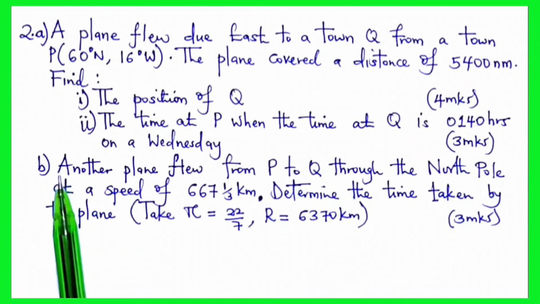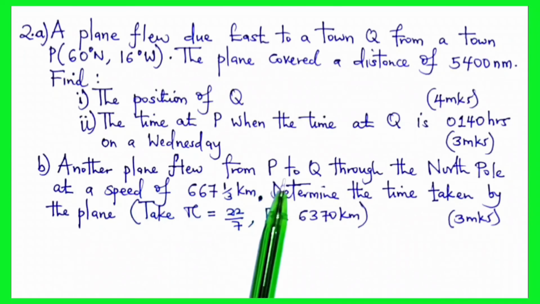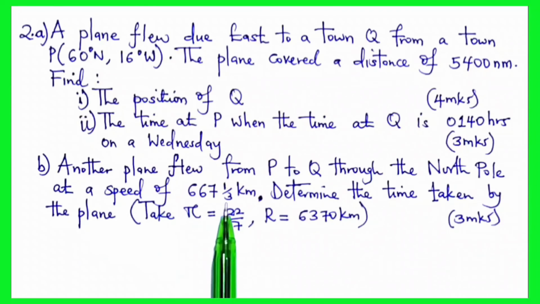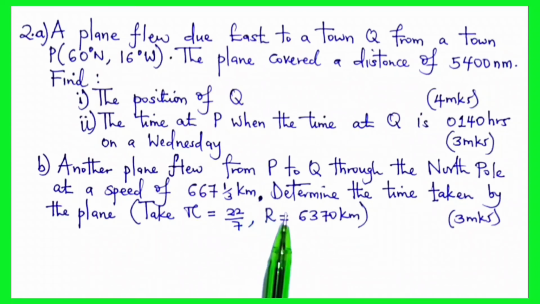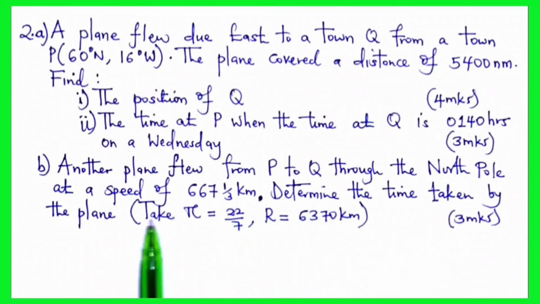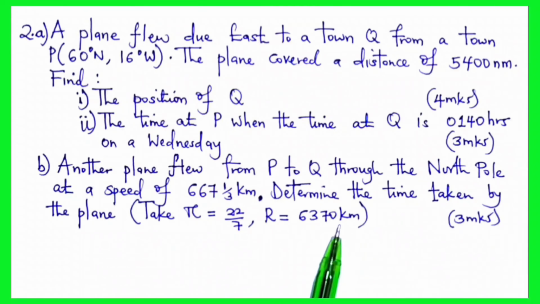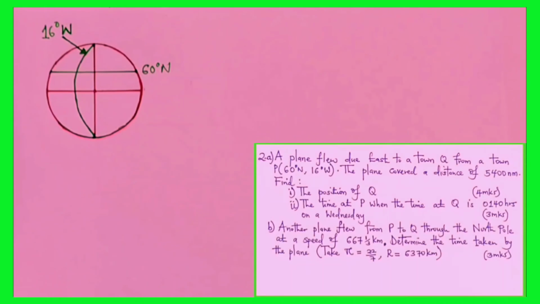Part B. Another plane flew from P to Q through the North Pole at a speed of 667 1/3 kilometers per hour. Determine the time taken by the plane. Take pi to be equal to 22/7 and the radius to be equal to 6370 kilometers. 3 marks. So we start by locating town P.